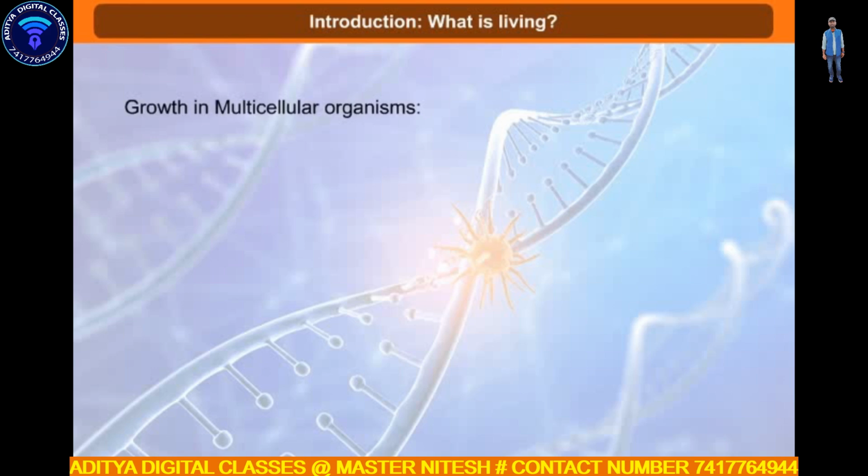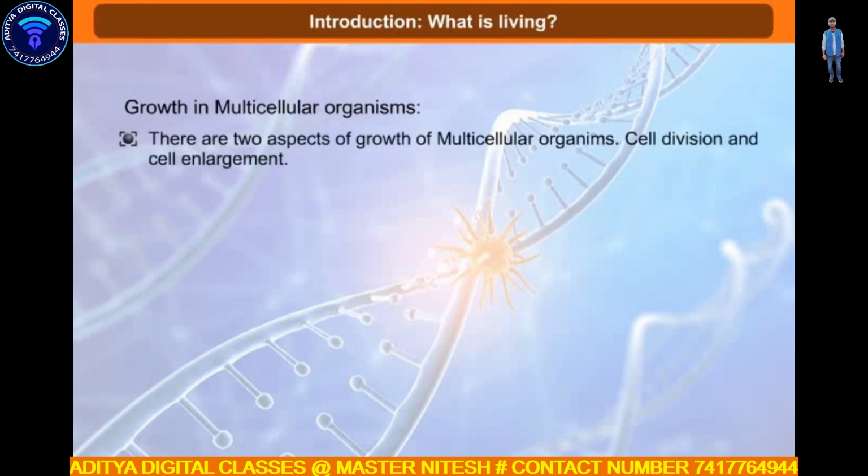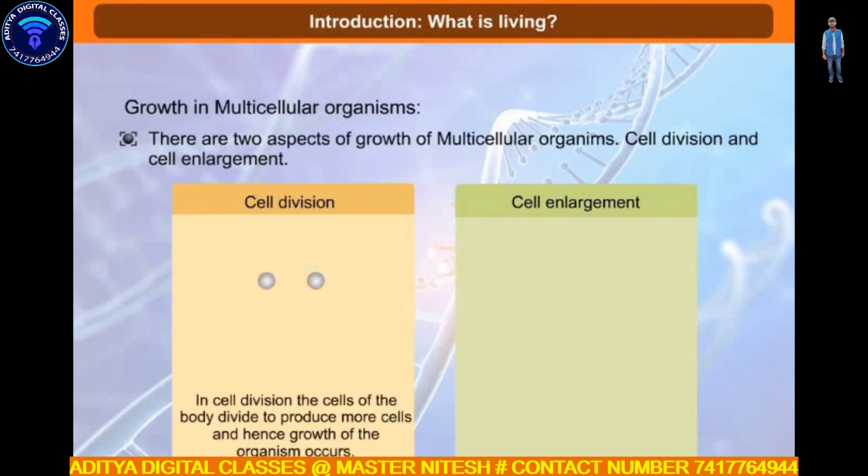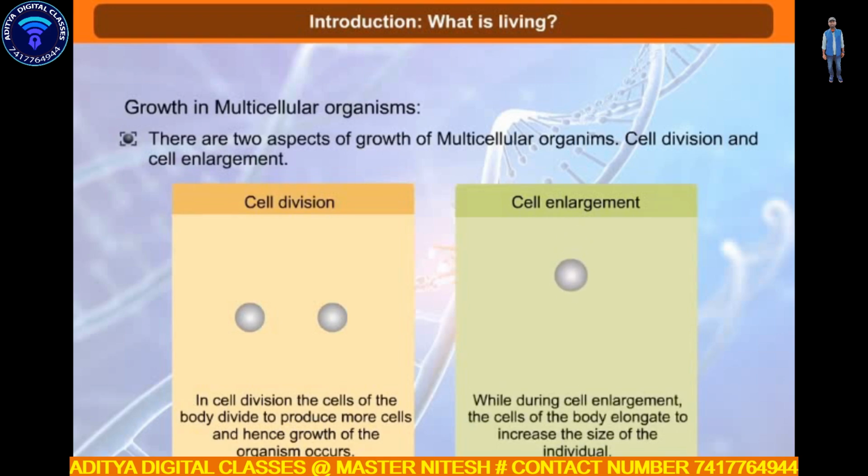Growth in multicellular organisms. There are 2 aspects of growth of multicellular organisms: cell division and cell enlargement. In cell division, the cells of the body divide to produce more cells, and hence growth of the organism occurs. While during cell enlargement, the cells of the body elongate to increase the size of the individual.